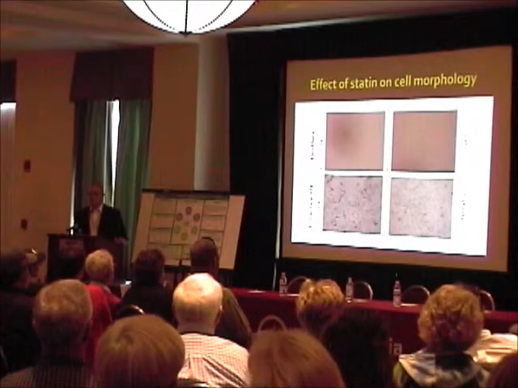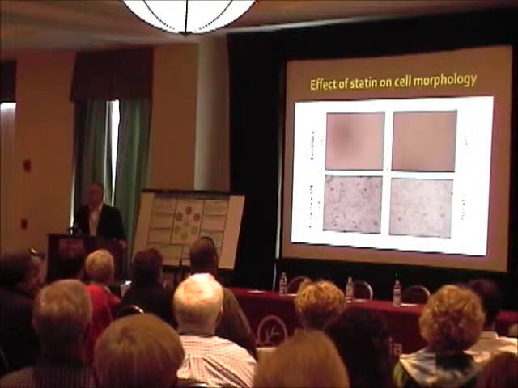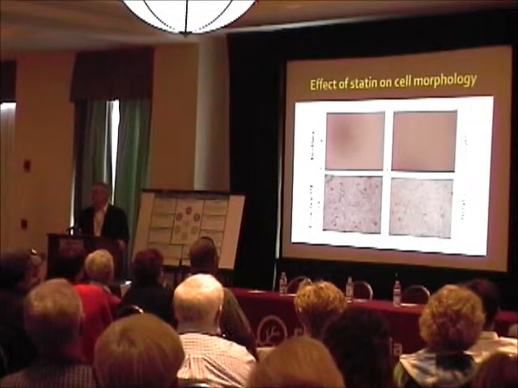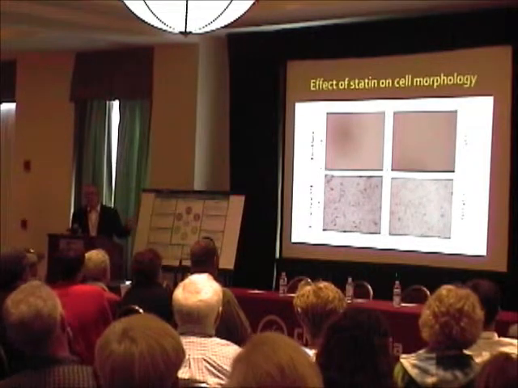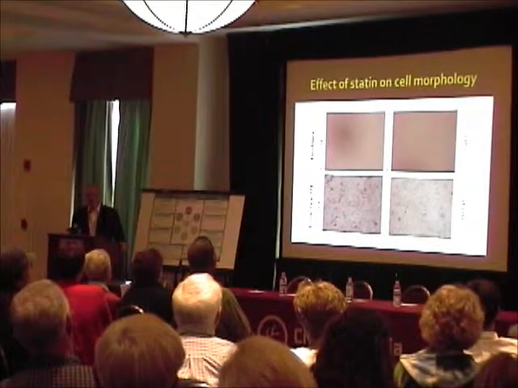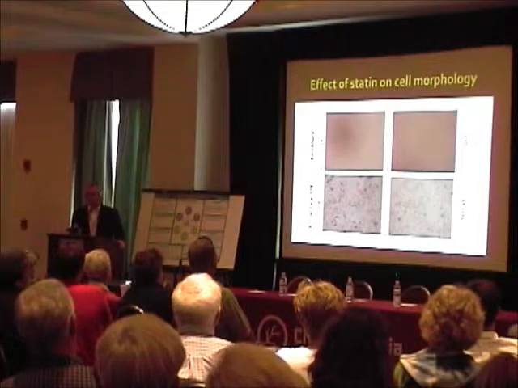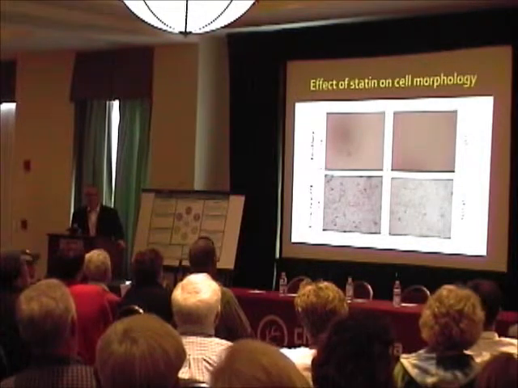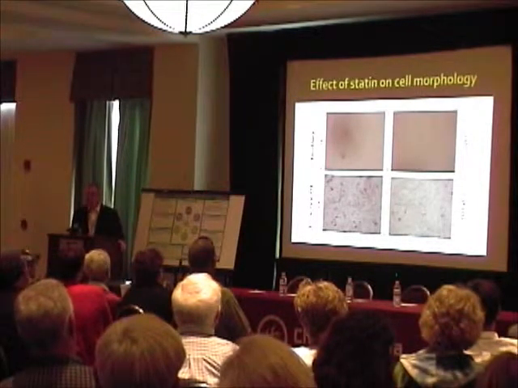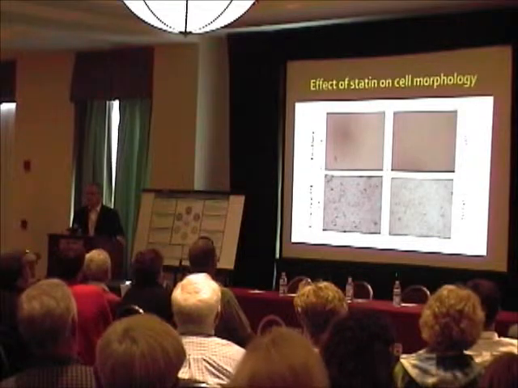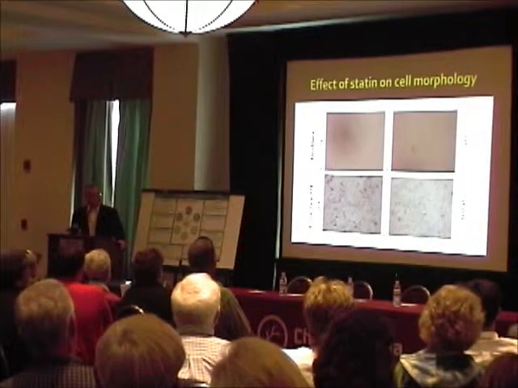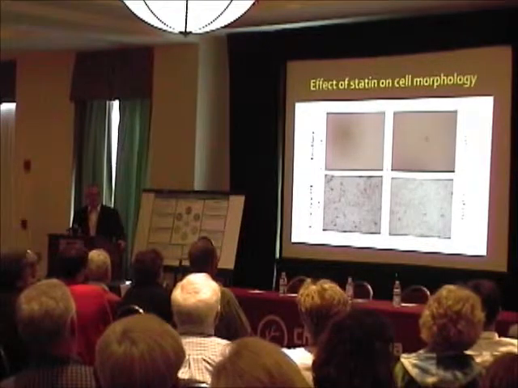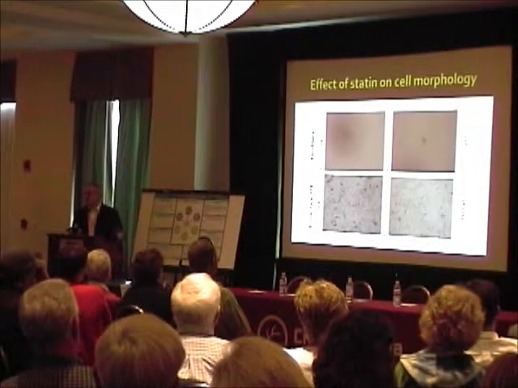So what happens if you treat cells from patients with choroideremia with a statin? Here you see on your left a cell culture of fibroblasts growing very nicely. These are cells from a patient with choroideremia. These are fibroblasts growing in cell culture. But if you treat the cells with a statin, they begin to round up. They're not quite as happy as they used to be.